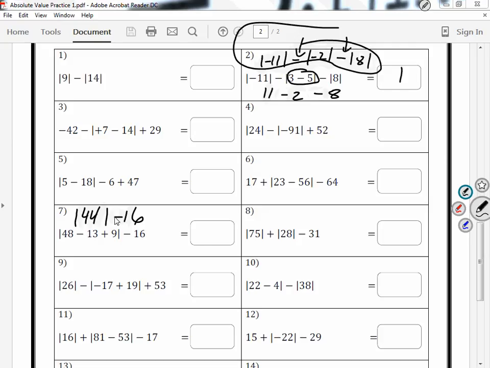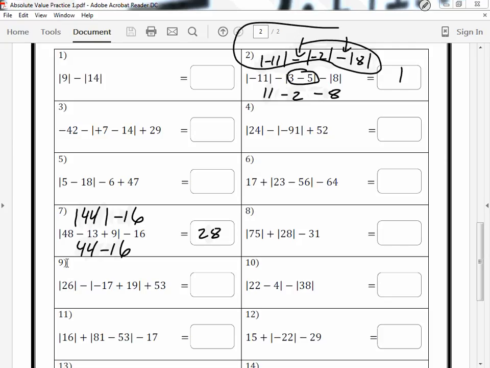Remember, simplify the absolute value first. Once you simplify the absolute value, right below it, drop the absolute value sign. Remember, make the inside positive. So this looks like 44 minus 16. How much is that? 28.